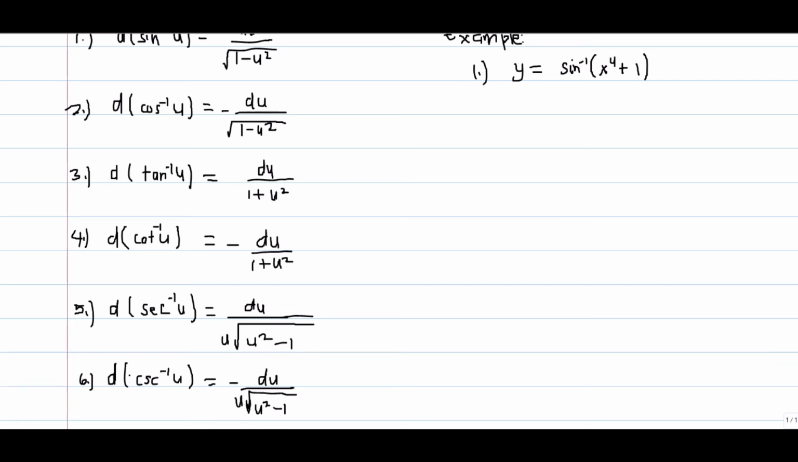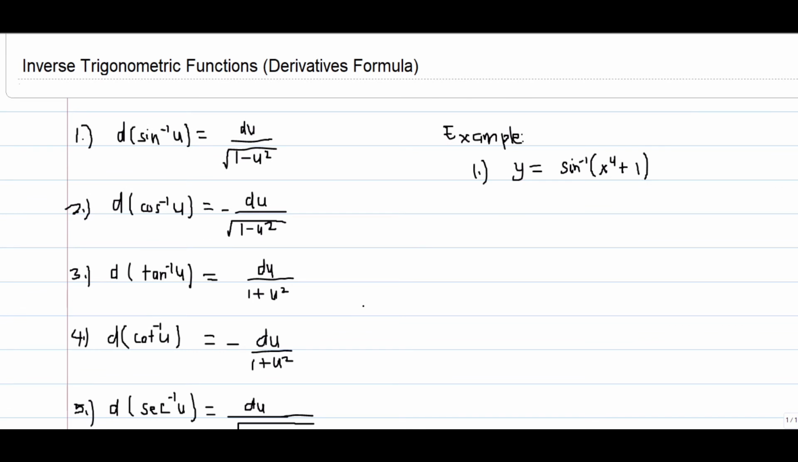Then another is the derivative of cosecant inverse u, that is equal to negative du over u square root of u squared minus 1. Okay, so let us consider this example. Number 1: y is equal to sine inverse of the quantity x to the power 4 plus 1. In this case, the problem involves inverse trigonometric functions, so we can use formula number 1 to solve the problem.